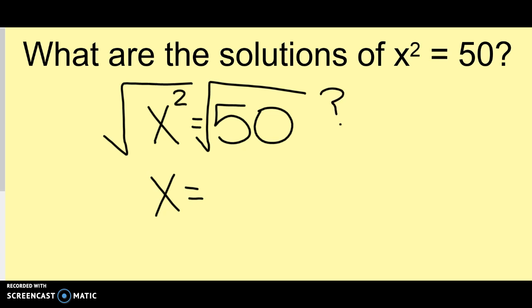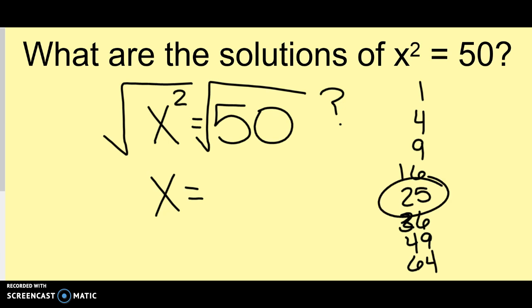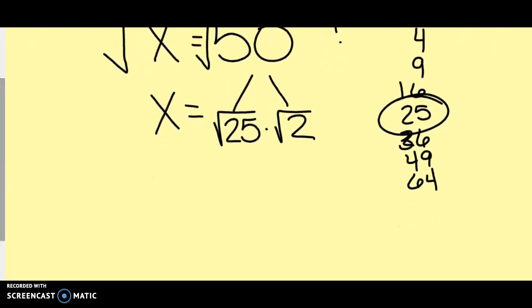So if you look at the board, you've got a list of perfect squares, all right? And here they are again. That's 36, 49, 64. All right, I think 25 goes in, okay? So we're going to break this down. Square root of 25, square root of 2. All right, so now you've got x is equal to, well, what is the square root of 25? Square root of 25 is 5. All right, so you're done with that, and then you just bring down the square root of 2.